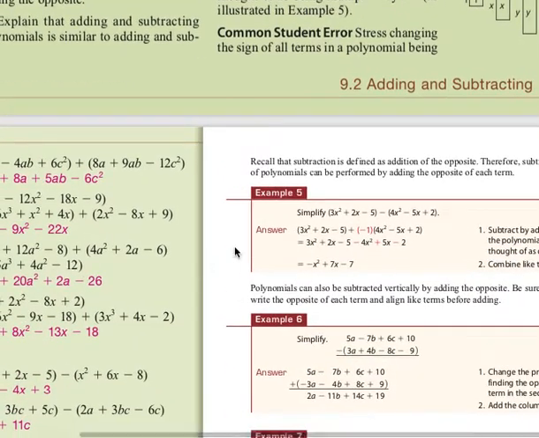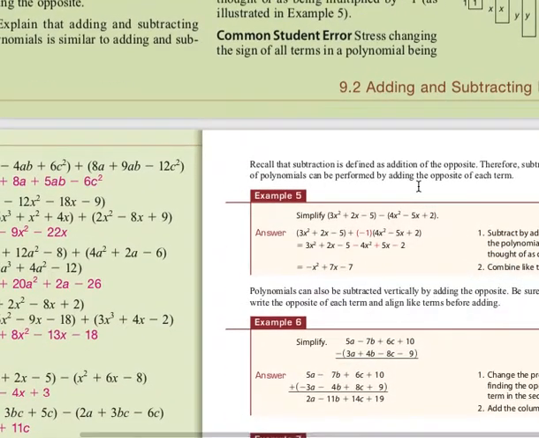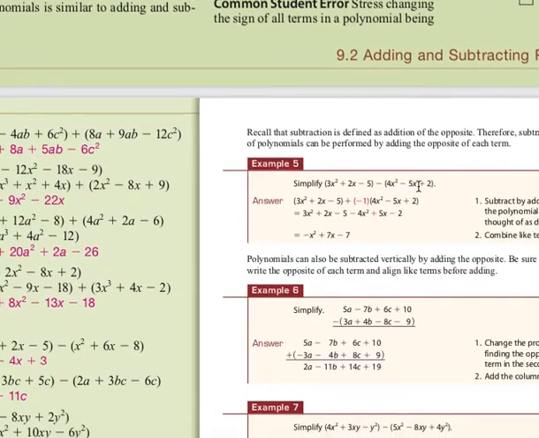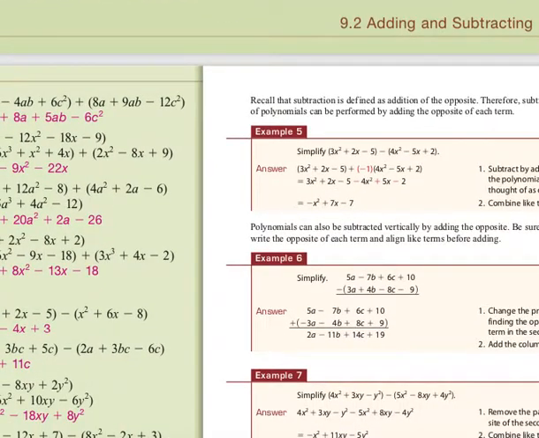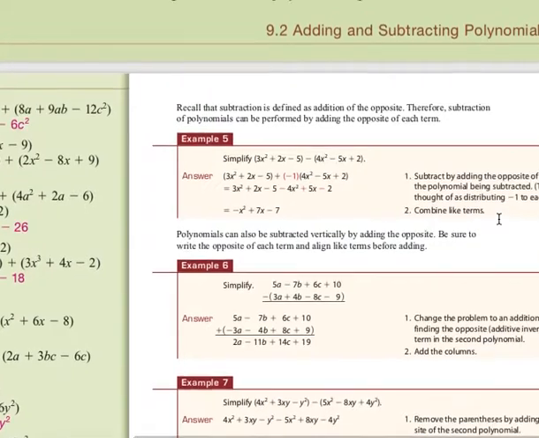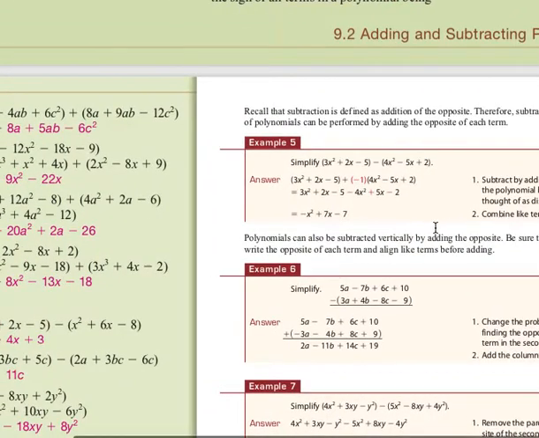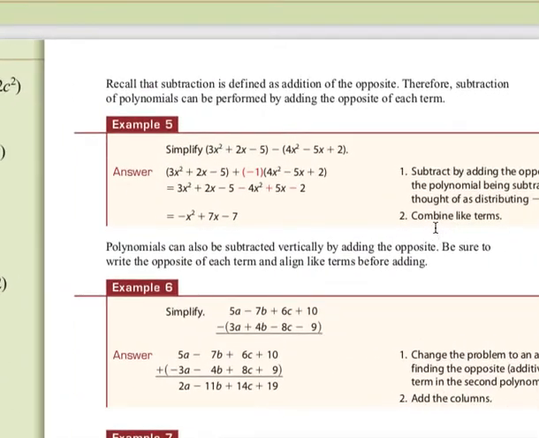Okay, let's take a look at subtracting polynomials. So I was trying to move this thing. Can't get it to move. There we go. It's kind of better.